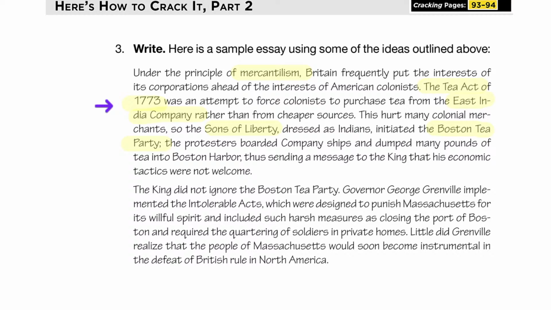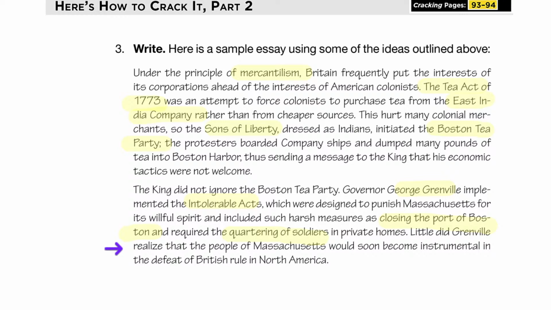Let's check it out. "The king did not ignore the Boston Tea Party. Governor George Grenville implemented the Intolerable Acts, which were designed to punish Massachusetts for its willful spirit and included such harsh measures as closing the port of Boston and requiring the quartering of soldiers in private homes. Little did Grenville realize that the people of Massachusetts would soon become instrumental in the defeat of British rule in North America." So what do we have there? We have the ultimate effect of the Boston Tea Party, which was the actual revolution.